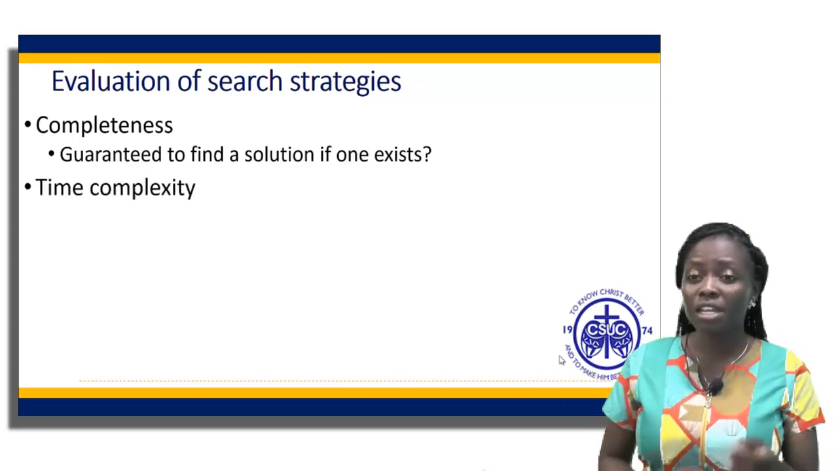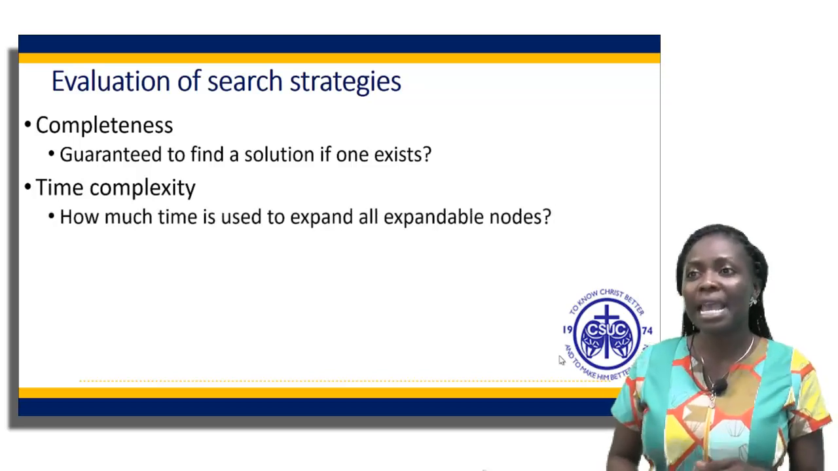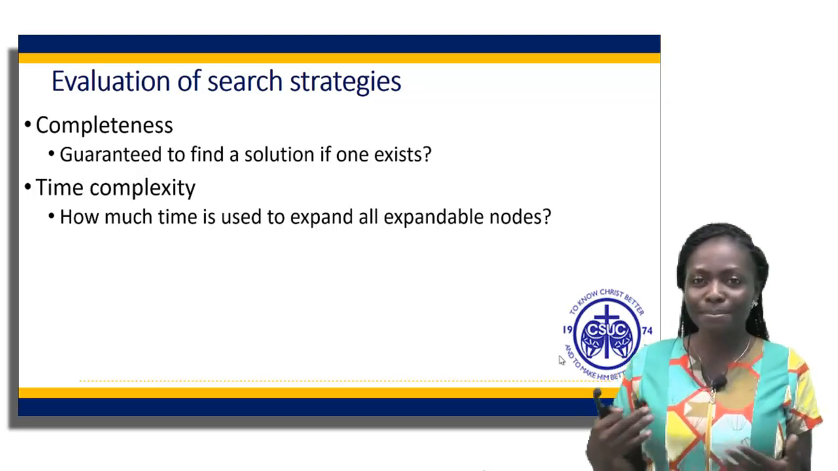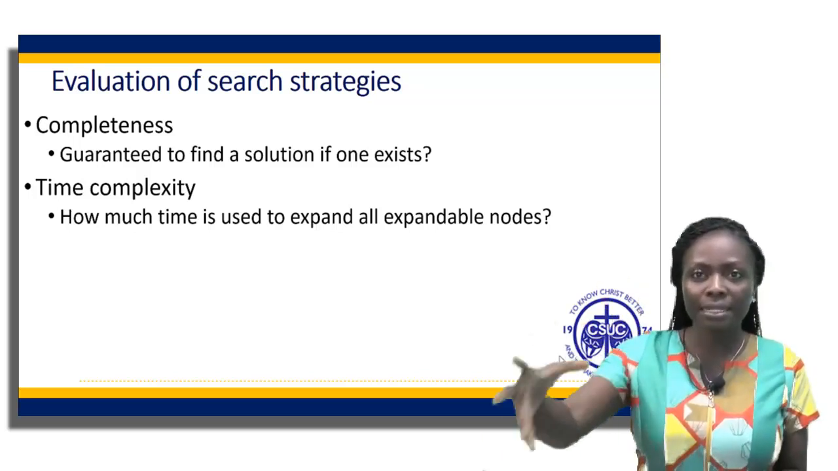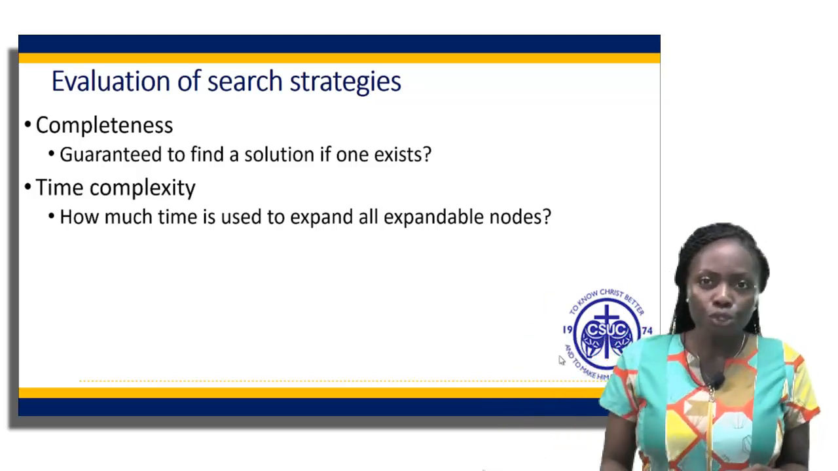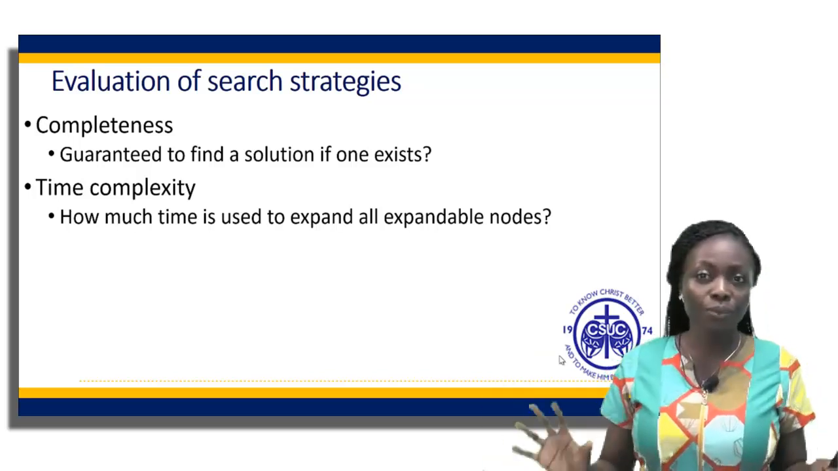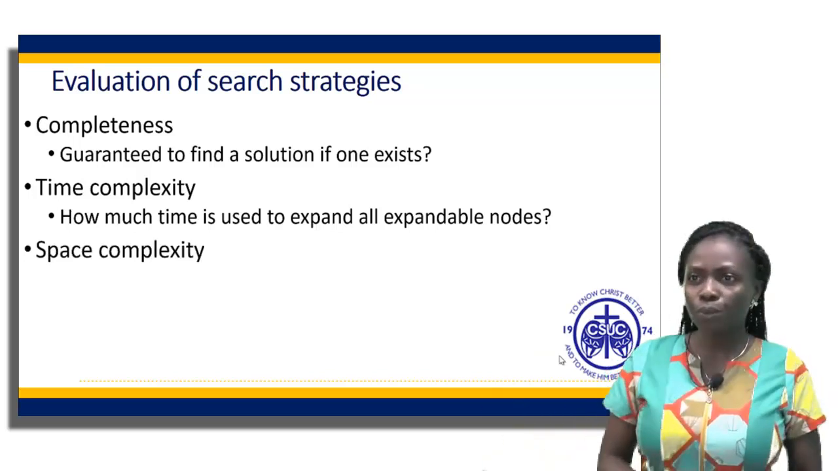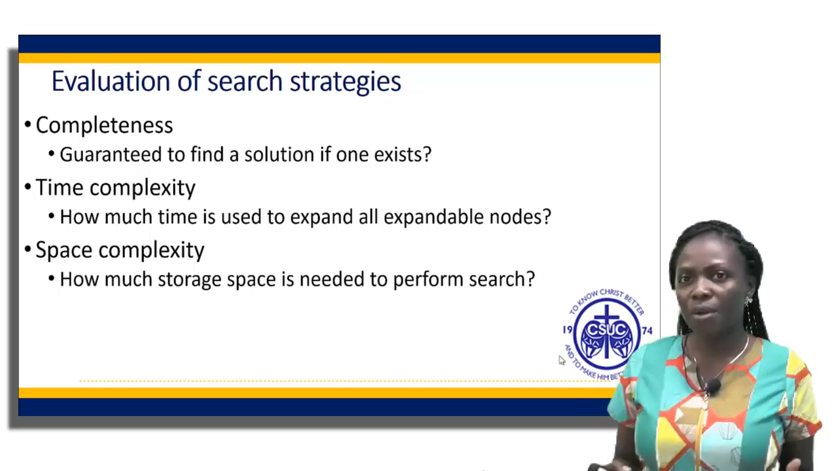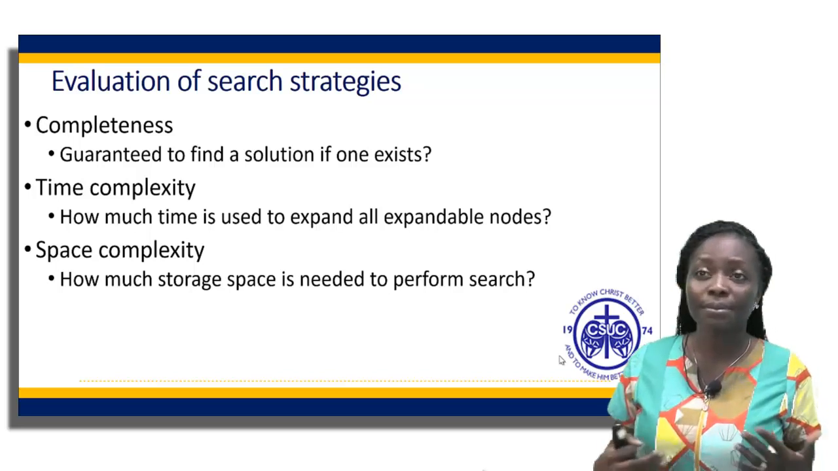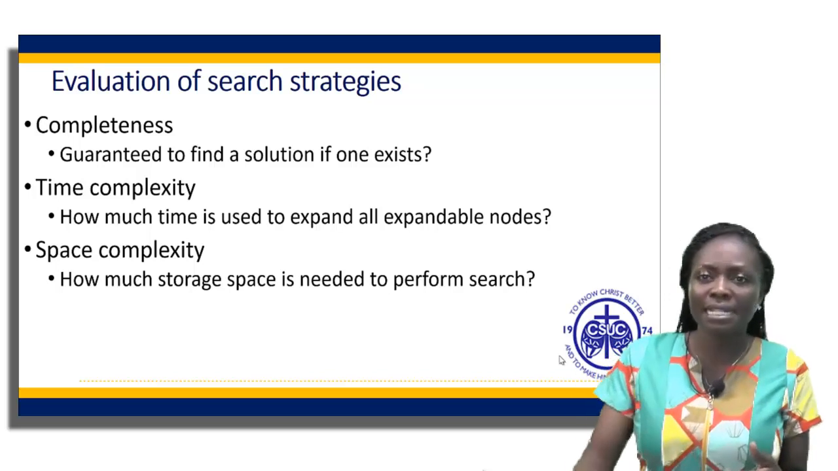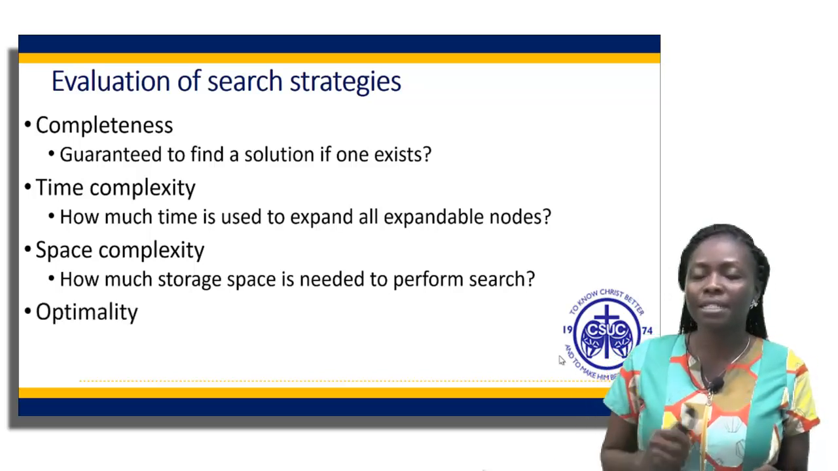Another evaluation index is the time complexity. How much time have we used to expand all expandable nodes? It means that if there is a node that can lead us somewhere else, we need to expand it. We need to find out where that somewhere else is. So if we are able to do that for all the nodes within the graph, how much time will we use in that? Then we have the space complexity. How much storage are we going to use in expanding all expandable nodes? How much storage are we going to use to store all the nodes that we have expanded in order to find a solution for that particular strategy?